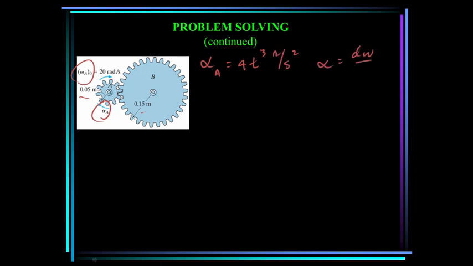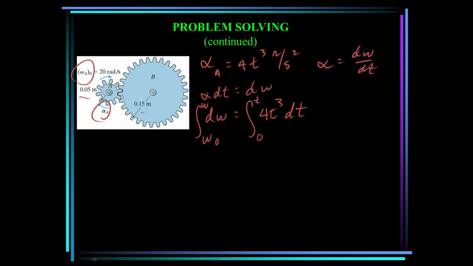Well, alpha is equal to d omega dt. So we can write that alpha dt is equal to d omega. Making those substitutions, flip this equation around. D omega, from omega naught to omega, is equal to the integral of alpha, which is 4t cubed dt, and that goes from 0 to t. So this becomes omega minus omega naught is equal to t to the 4th. So omega as a function of time is t to the 4th power plus omega naught.